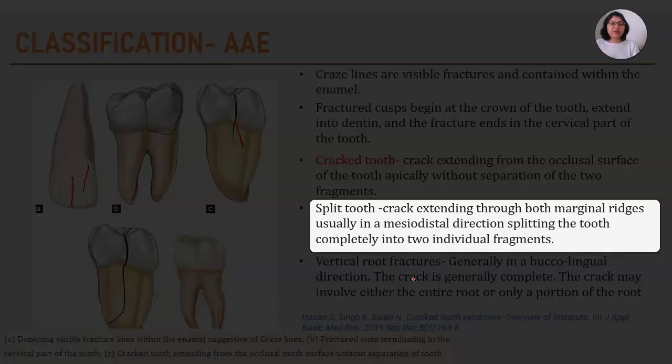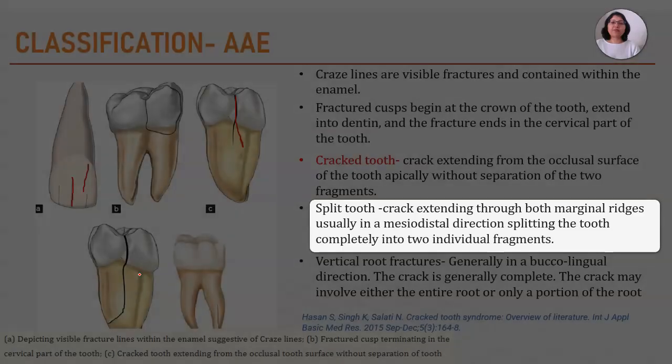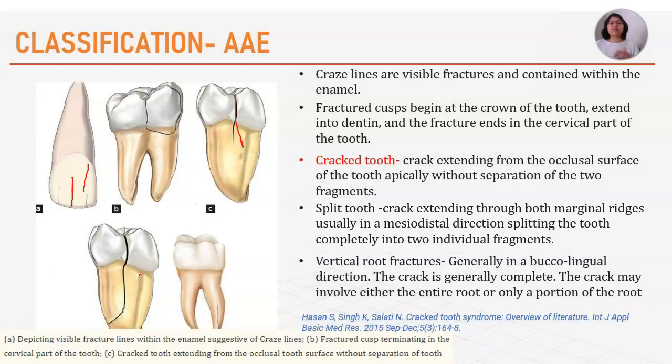Split tooth, however, is something that extends through both the marginal ridges in a mesiodistal direction and splits the tooth into two individual fragments. So a split tooth is something that is actually going mesiodistally, and it splits the tooth into two fragments. And vertical root fractures are in a buccolingual direction.